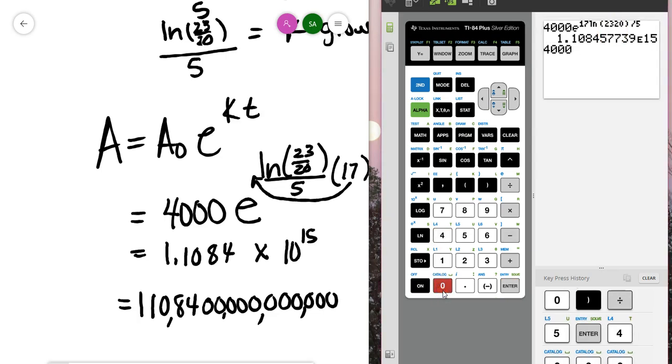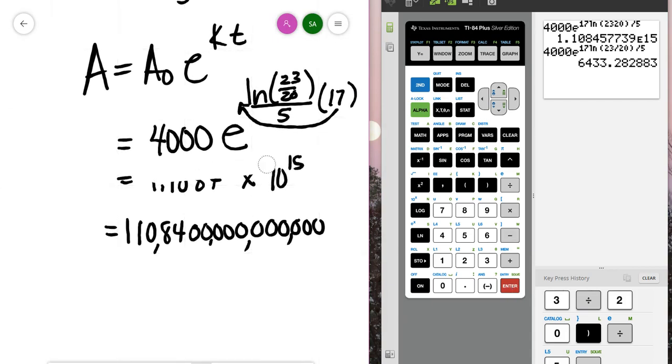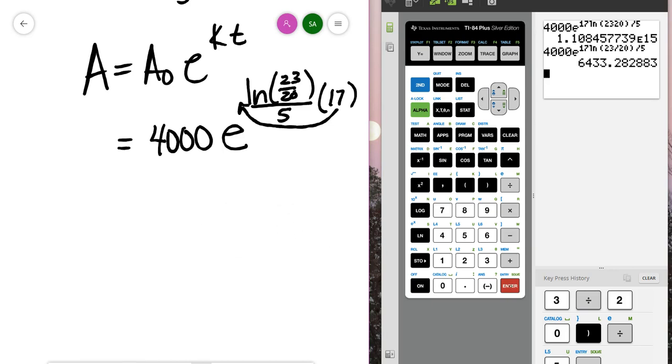4,000 e to the 17 times the natural log of 23 divided by 20. So now I've got that division sign there, and then divide by 5. That's a little bit more reasonable. That jumped up way too much. Okay, so now we have 6,433 bacteria at midnight.